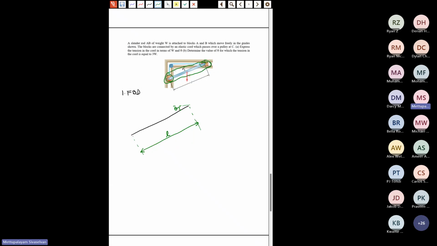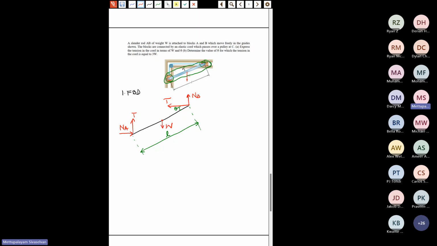And what are the forces acting on it? I have this reaction here that is N sub A. I have this reaction here that's N sub B. I also have the tension here and the tension here when I make the cut. And I have the weight acting right in the middle.